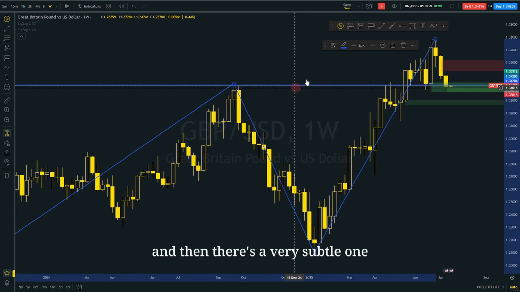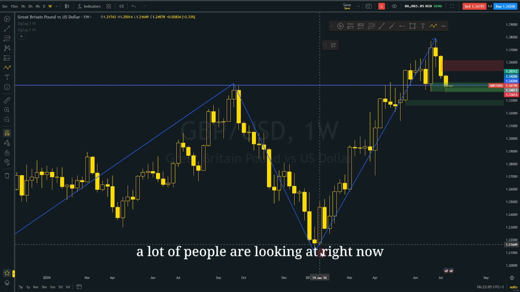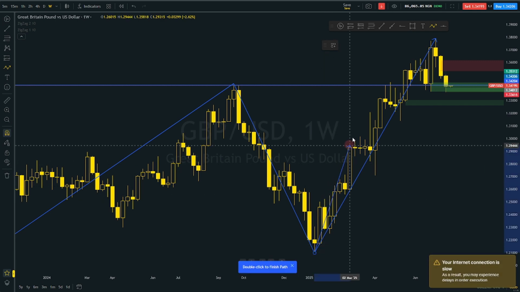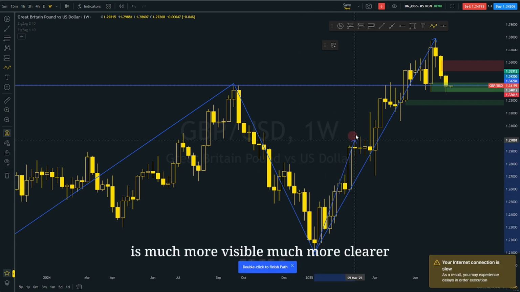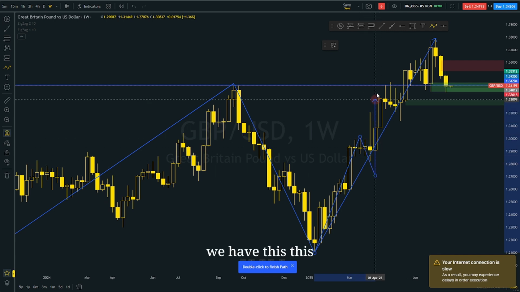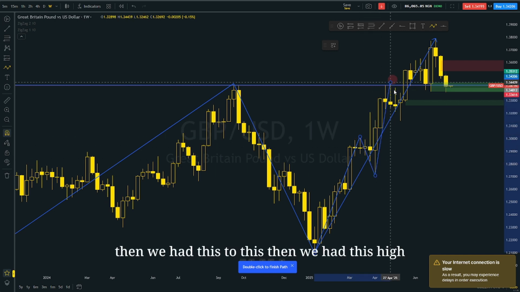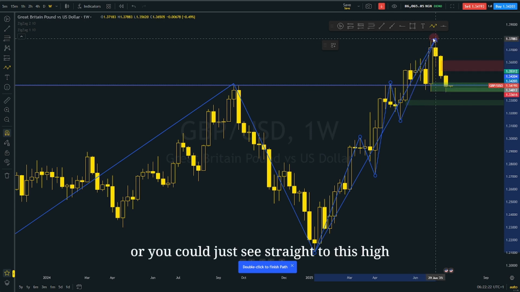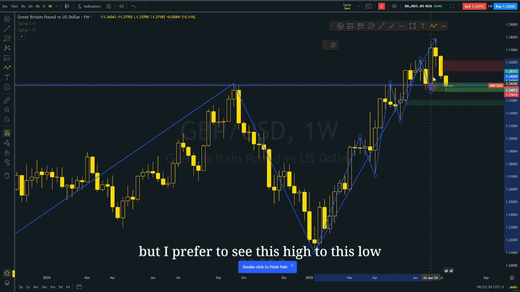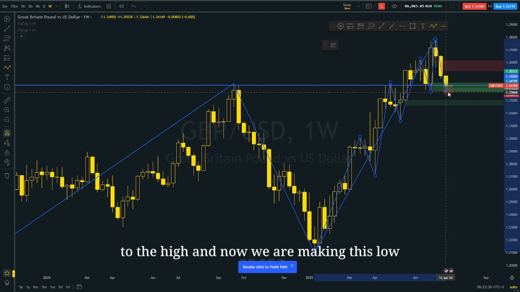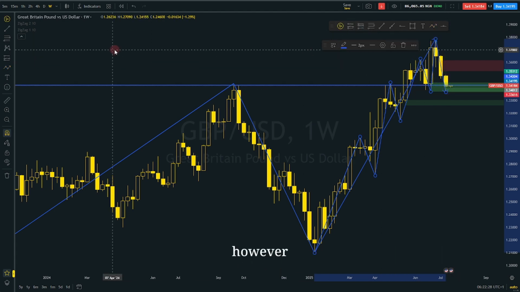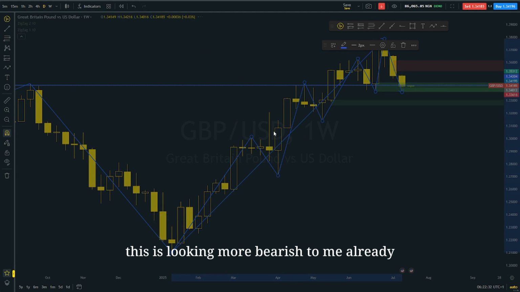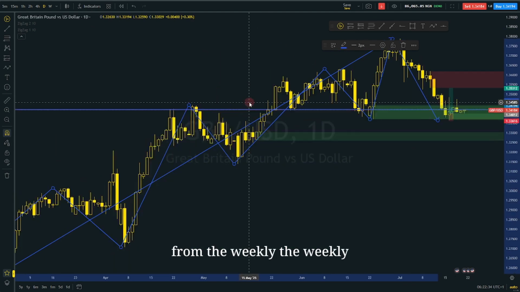And then there's a very subtle one, which obviously a lot of people are looking at right now. It is much more visible, much clearer. We have this, then we had this to this, and then we had this high. You could see this high to this low, or you could just see straight to this high, but I prefer to see this high to this low to the high, and now we are making this low. However, this is looking more bearish to me already from the weekly.